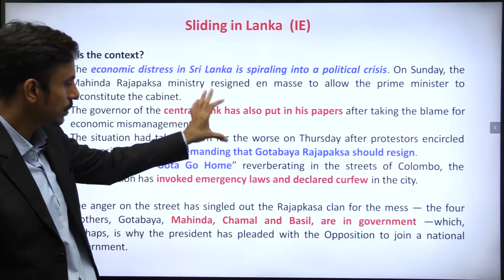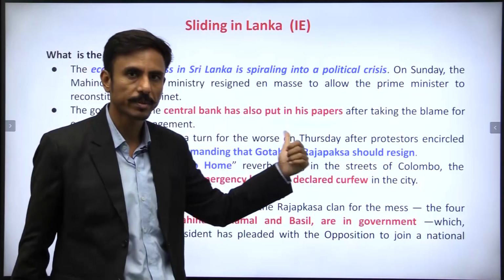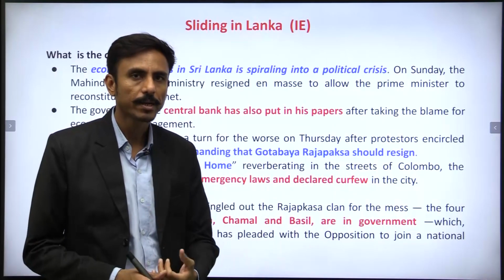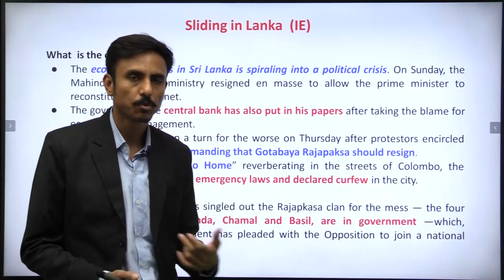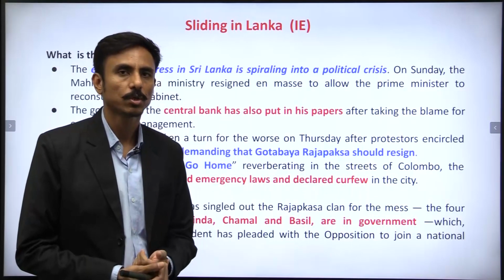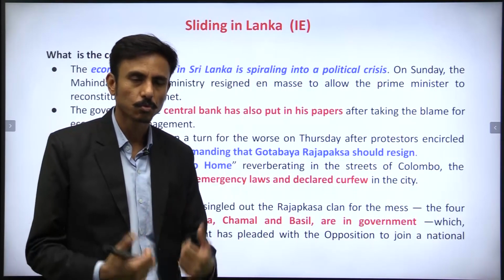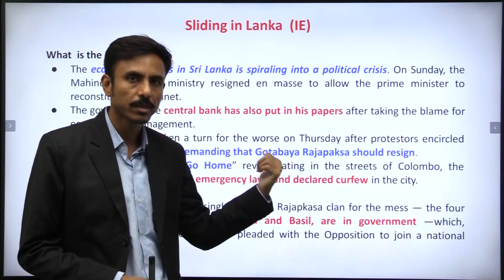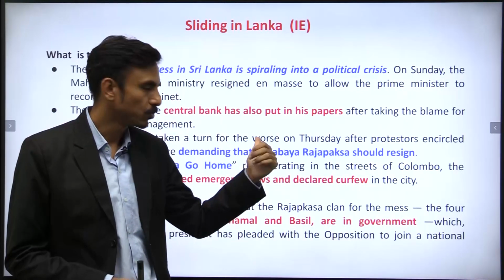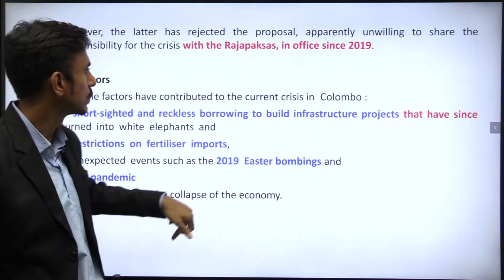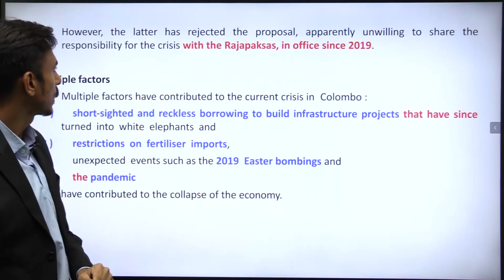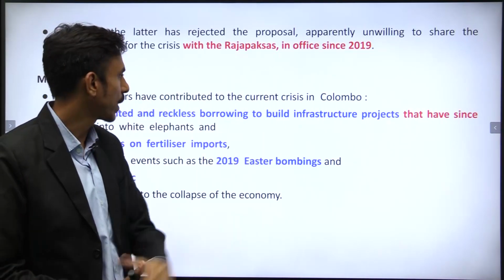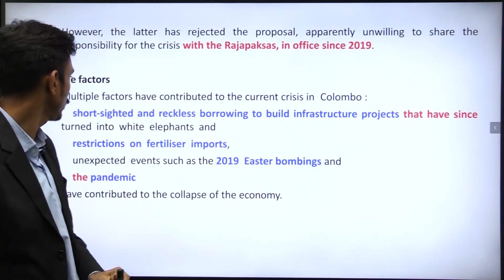Now the president of Sri Lanka, Gotabaya Rajapakse, is calling the opposition members to come ahead and resolve the crisis, but the opposition is in no mood to coordinate and cooperate with the government, and they are asking for the quick resignation or removal of the president and his cabinet, right? Guys, this article says that there are multiple factors behind the current crisis in Colombo.